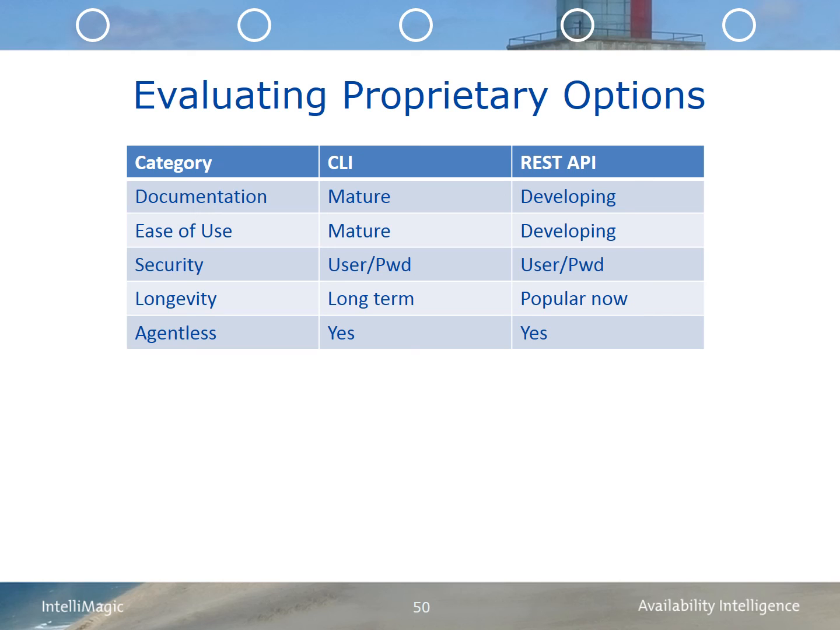Regarding security, a user and password is required for most CLI commands, and that requirement is the same on the RESTful API. Usually there's not much difference. In terms of longevity, and what I mean by longevity is how long will it be in the marketplace, the CLI will be there as long as the platform exists. The RESTful API is the hot API right now. It may not last forever. And in terms of requiring an agent, they are both agentless.